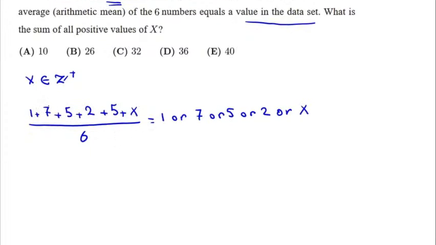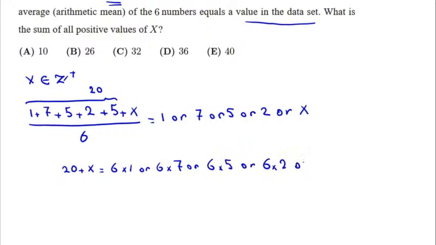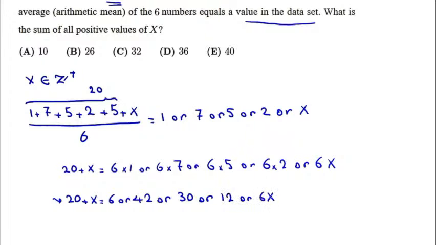So if we calculate, 1 plus 7 will be 8, plus 5 is 13, plus 2 is 15, plus 5 is 20. So 20 plus x equals, let's multiply by 6. 6 times 1, or 6 times 7, or 6 times 5, or 6 times 2, or 6x. So let's simplify. 20 plus x equal to 6, or 6 times 7 is 42, or 6 times 5 is 30, or 6 times 2 is 12, or 6x.